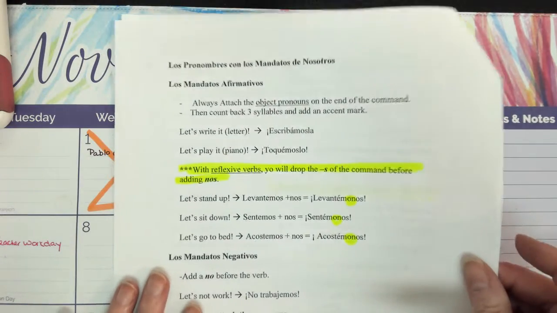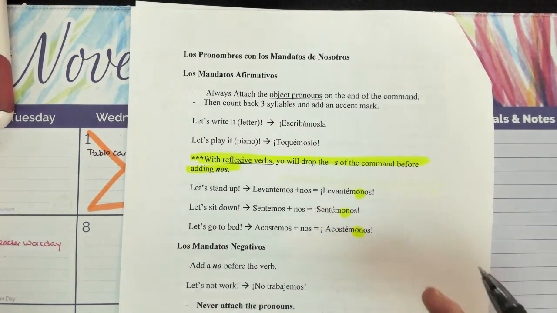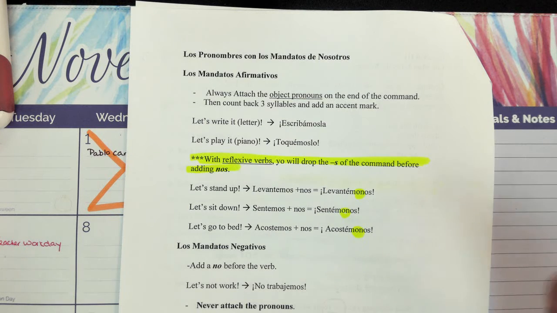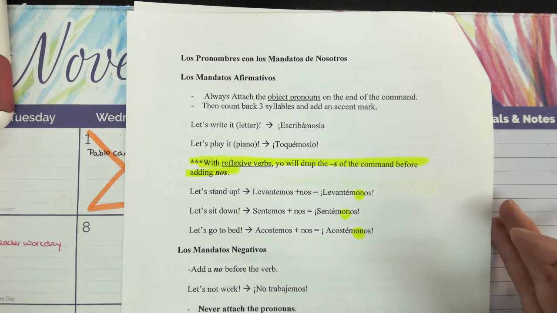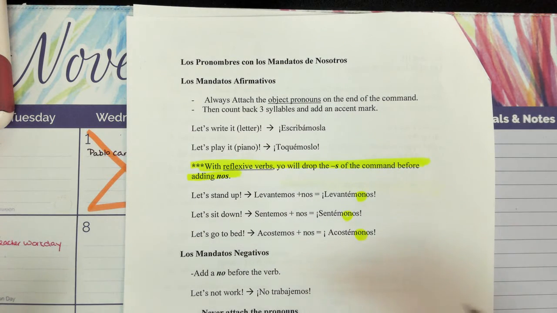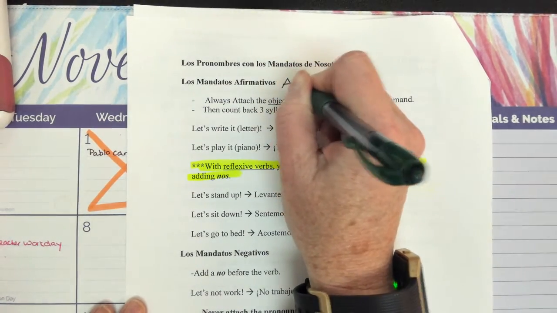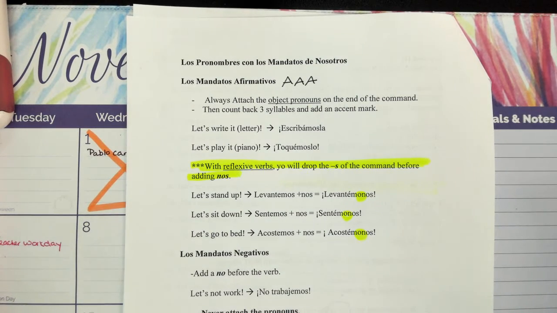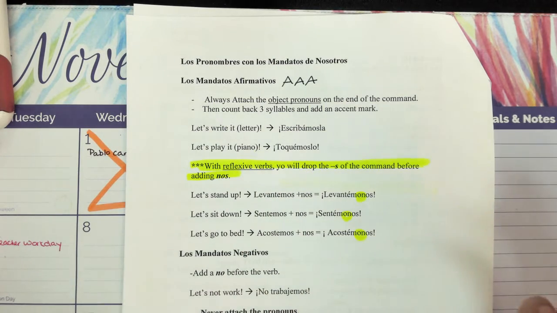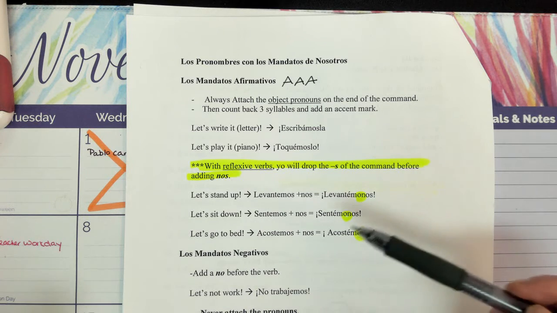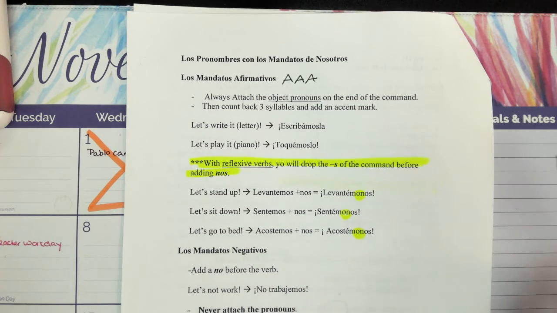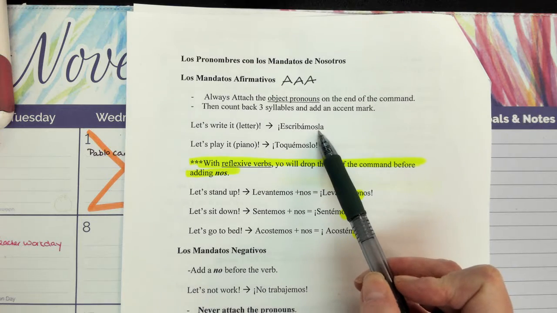Now, we're really going to be looking at these with our commands and our pronouns, and the same rules apply with nosotros as they did for the tú commands and the usted and ustedes commands. So when we have los mandatos afirmativos, our affirmative commands, I always say AAA, always attach to affirmative. Always attach to affirmative. So you're going to take your pronoun, whatever it might be, a direct object, an indirect object, and then we'll see in just a second even reflexives.